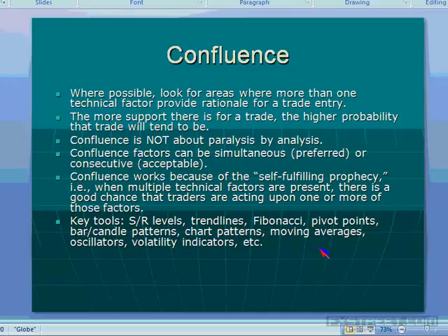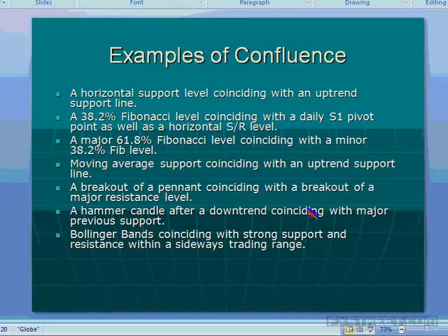Now, Confluence factors can be simultaneous or consecutive, etc. The key tools that I'm using here are support resistance levels, trend lines, Fibonacci levels, pivot points, bar and candle patterns, chart patterns, moving averages, oscillators, volatility indicators, etc. And here are just some examples of how I use Confluence.